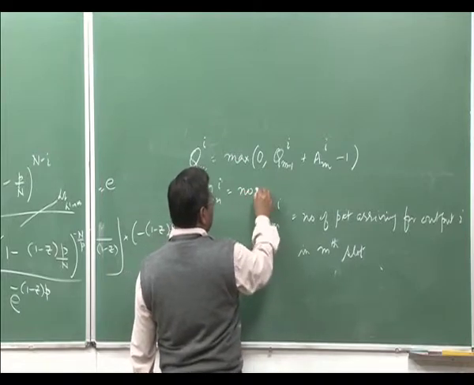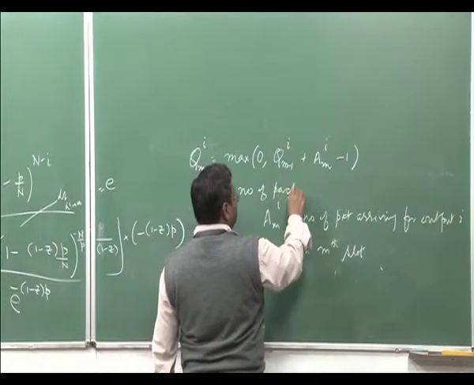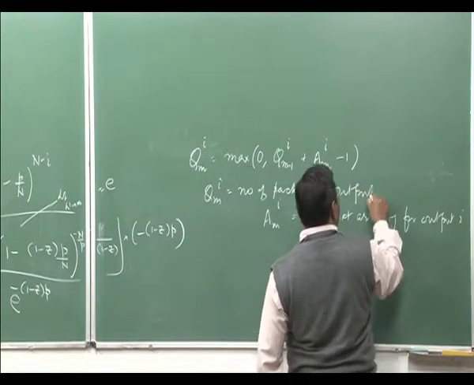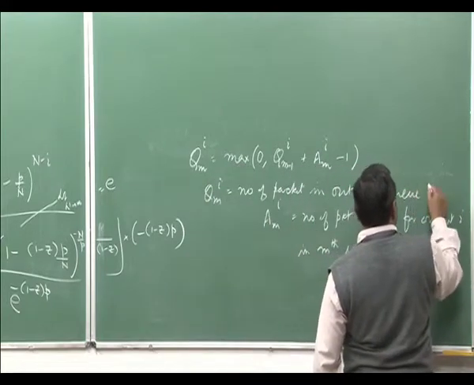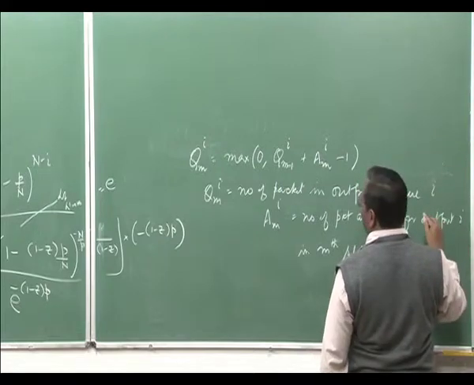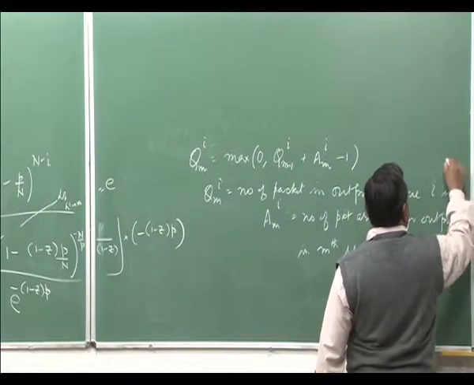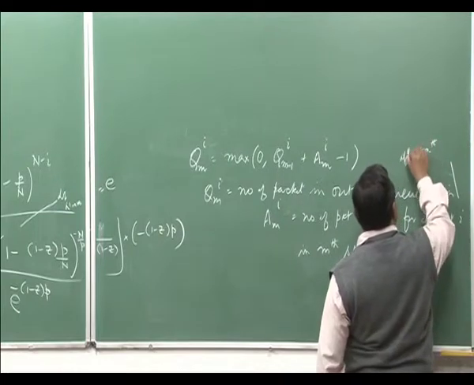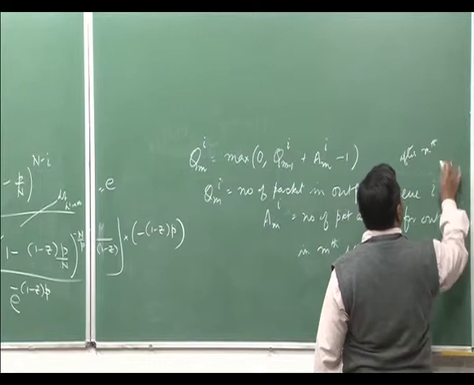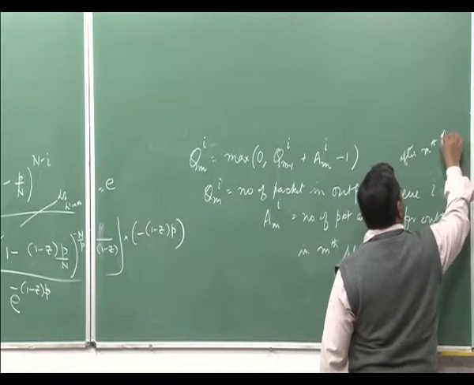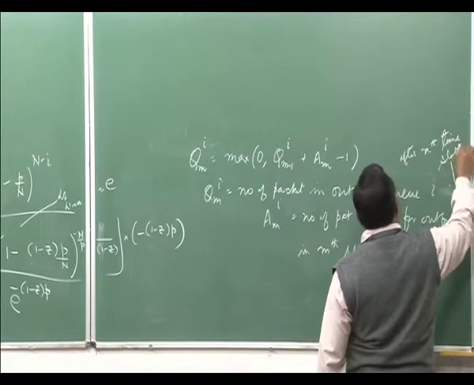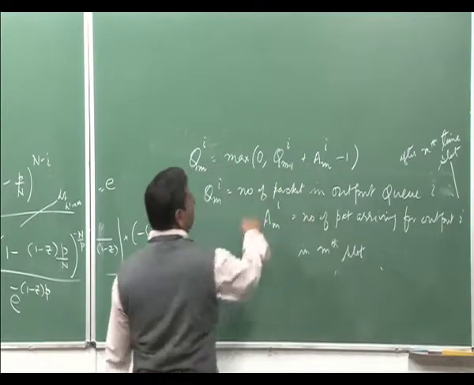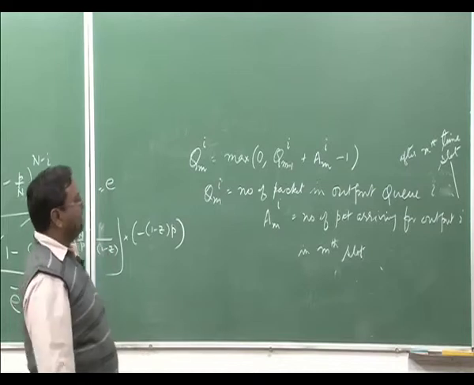So QM is the number of packets in output queue I in mth time slot, after mth time slot actually. After mth time, because in mth time slot you will be getting the packets. No? This one, this is at the end of m minus first.